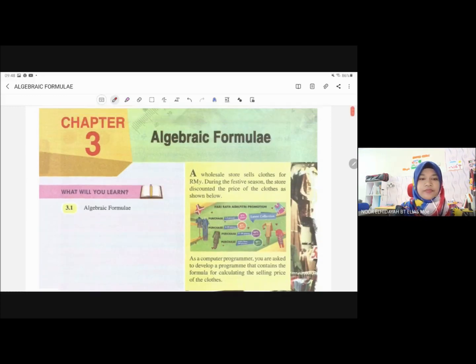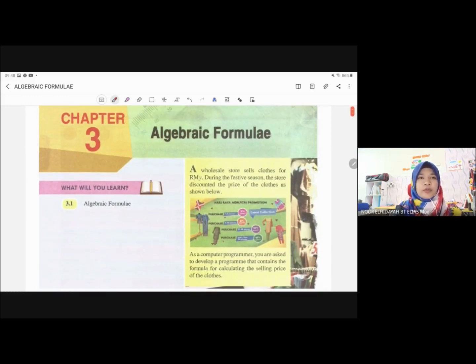Actually this topic, chapter 3, algebraic formula, is a continuation from the previous topic, which is chapter 2. In chapter 2, you have learned about algebraic fractions, factorization, and expansion of algebraic expressions. So this one is the continuation. It is easy if you have already mastered chapter 2.